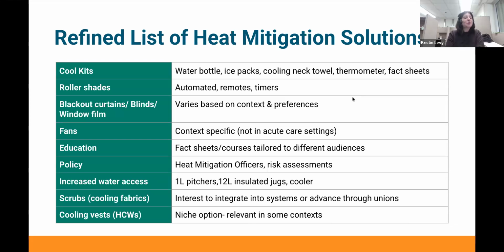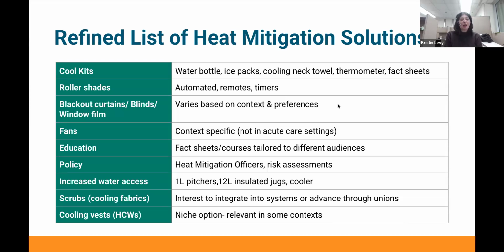And then the next option that was really popular was policy. So risk assessments and heat mitigation officers, and kind of embedding this into processes in a long-term way so that there can be a continuity and tracking this over time and progressing was another popular option.